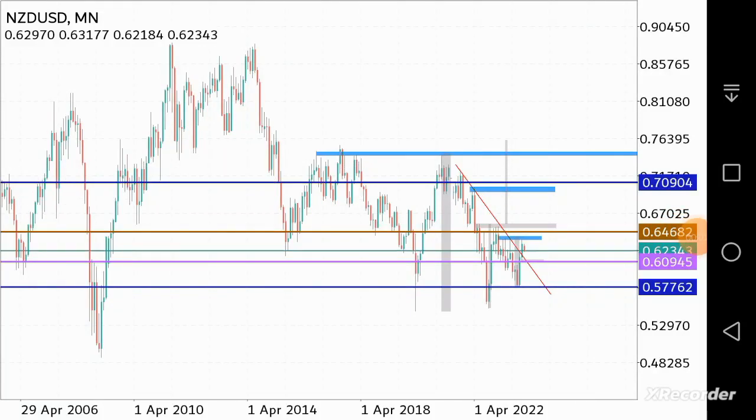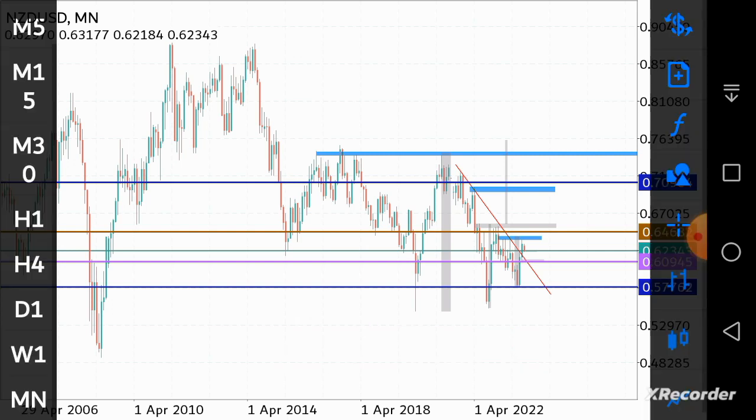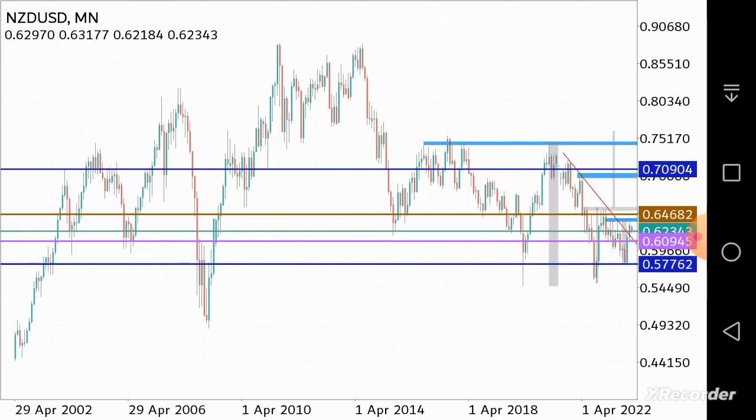This is NZDUSD FOREX. So today guys, we're going to be doing an analysis on NZDUSD. Okay, we're going to be doing a very quick one on NZDUSD. So guys, I start on the higher time frame to do my analysis. So this is going to be more like a top-down analysis.